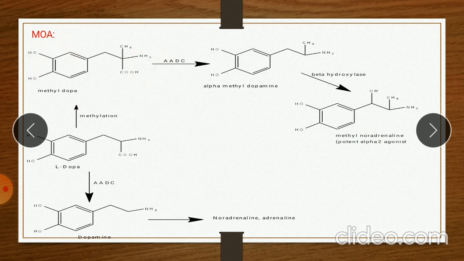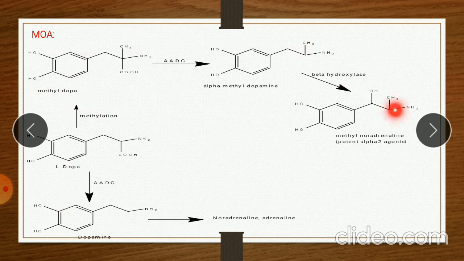This alpha-methylnoradrenaline, formed from alpha-methyldopa, is an alpha-2 agonist, due to which there is a decrease in sympathetic outflow, which lowers the blood pressure. Here, if we look at the scheme, it is L-dopa. L-dopa after methylation gives methyldopa, and L-dopa is converted by the enzyme AADC into dopamine and then into adrenaline and noradrenaline. That is a side reaction, but the important mechanism of action is this one.